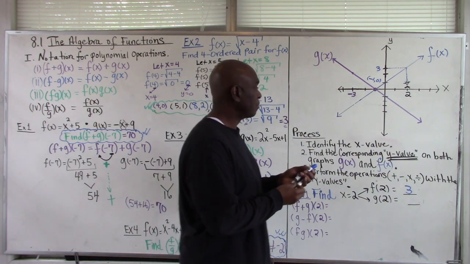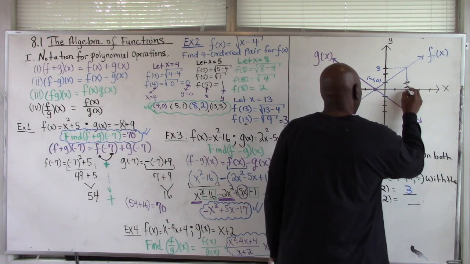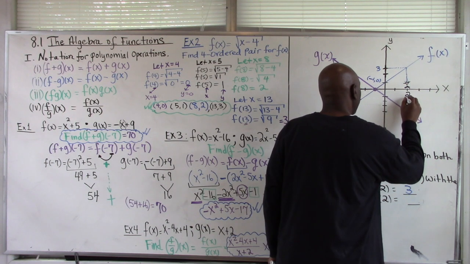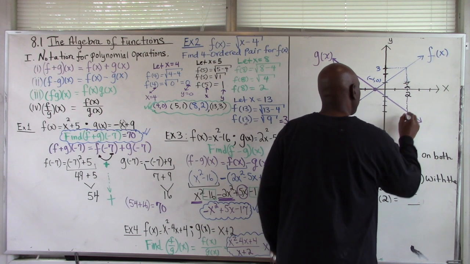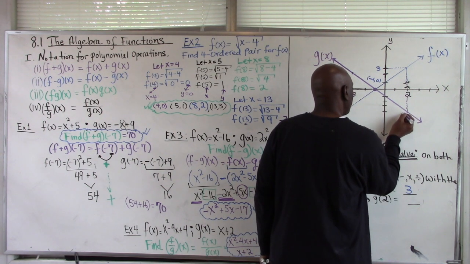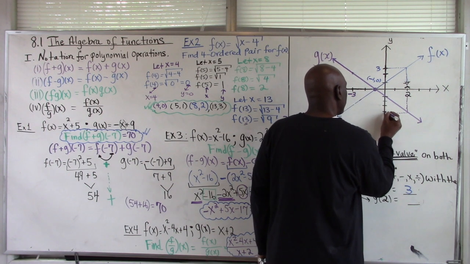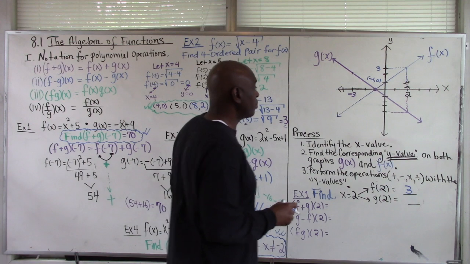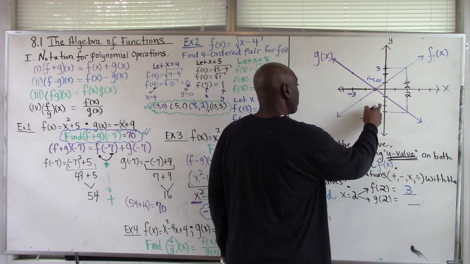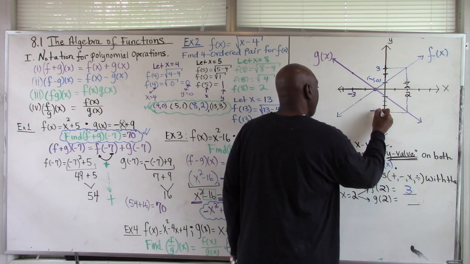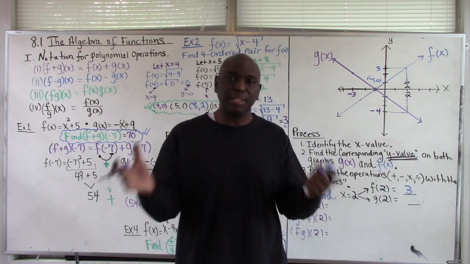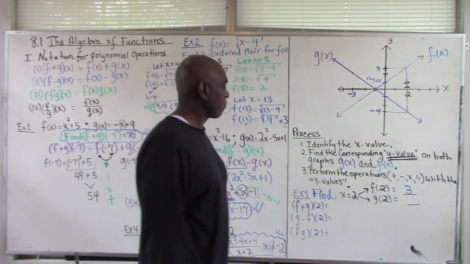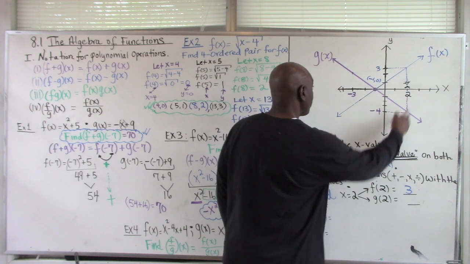Let's go to the purple. All right, G of 2. Come on over. There we go. And so what is G of 2? Negative 1, negative 2, negative 3, negative 4. And these would be friendly numbers. There won't be nothing in between. If it were, it's okay. But it's not in this case. So G of 2 is negative 4.